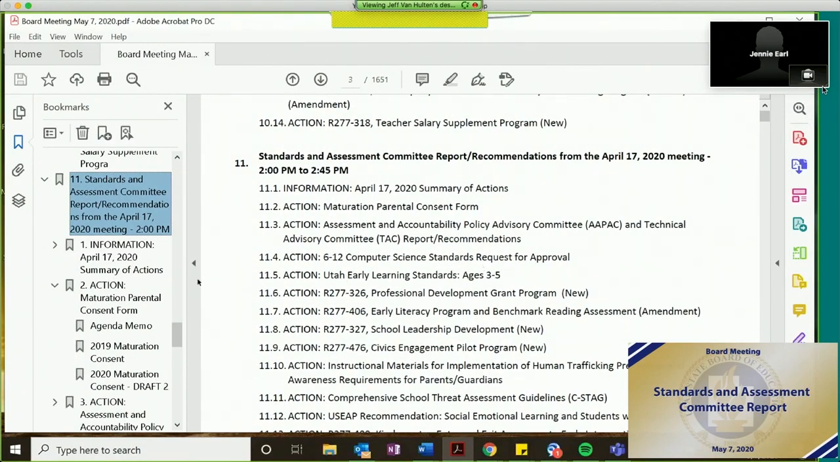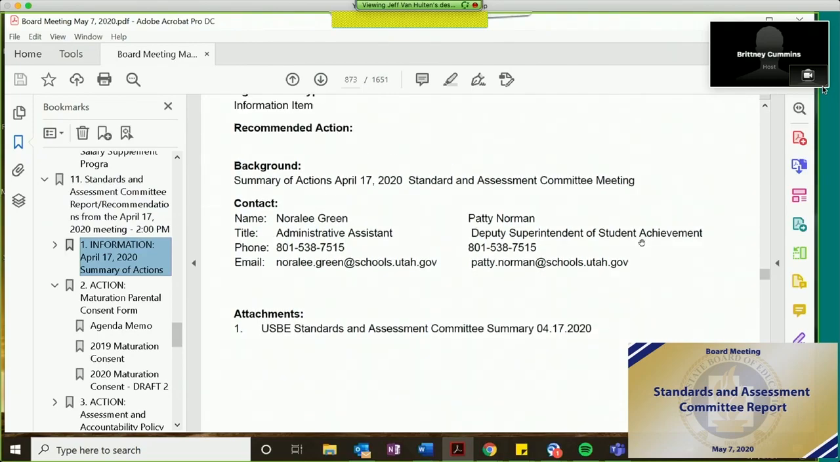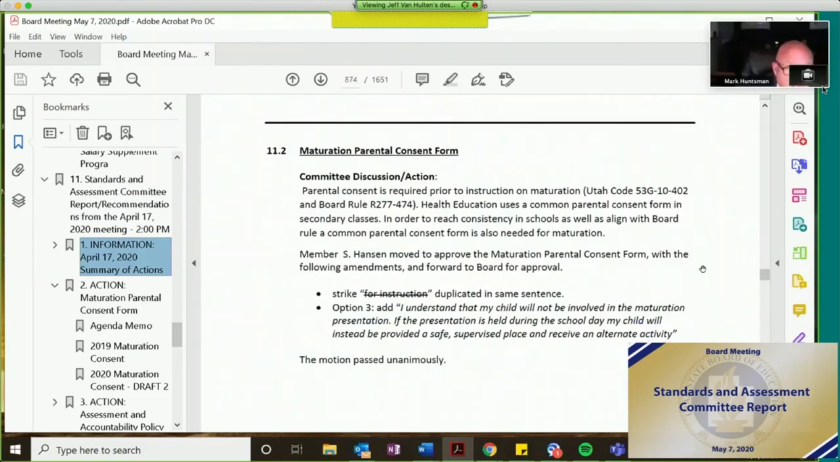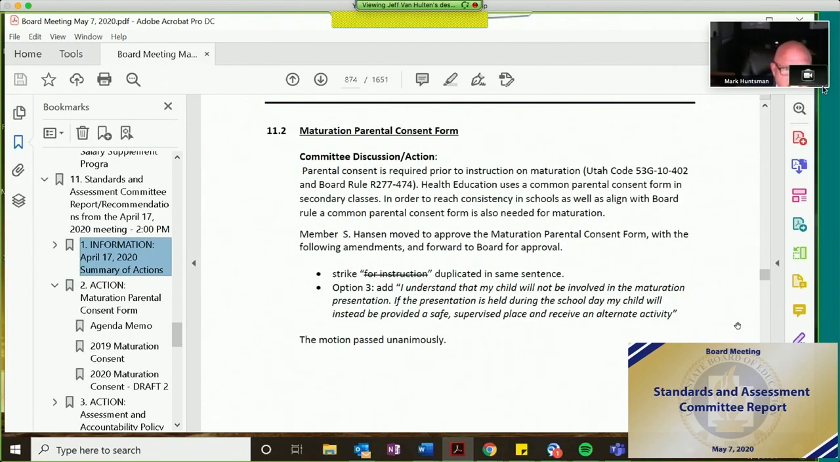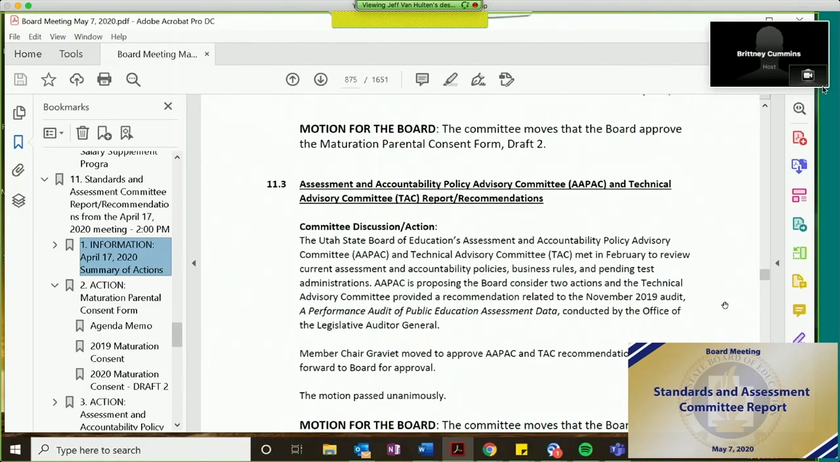Would it be helpful for Jeff to pull up the summary of actions? Yes. I can't bring mine up. Okay, I tried and there it is. Jeff, if you could scroll just a little bit farther to the motion for the board. Right. There it is.